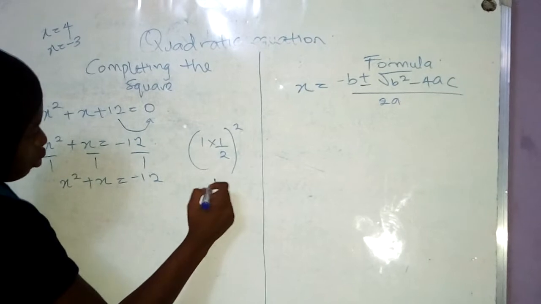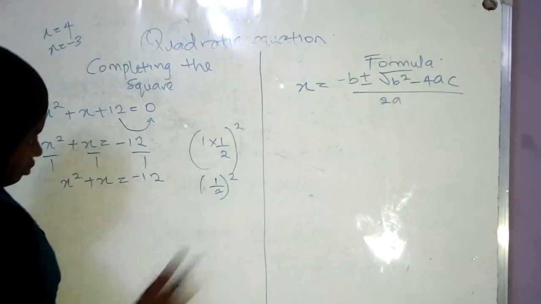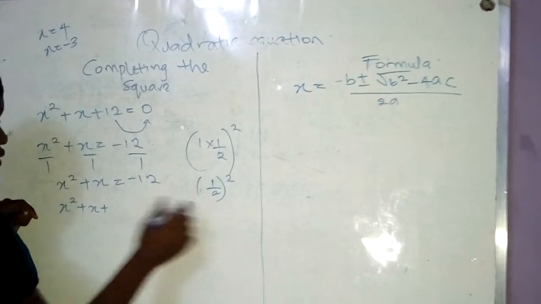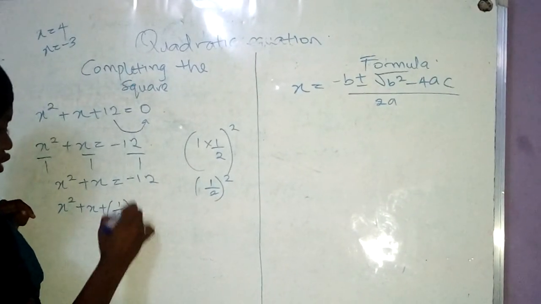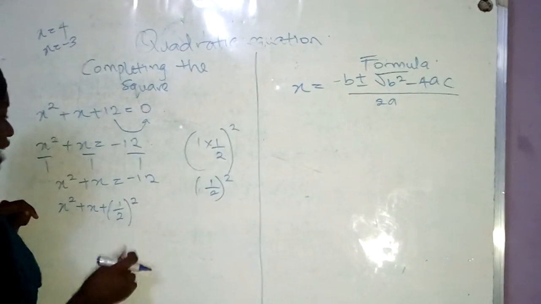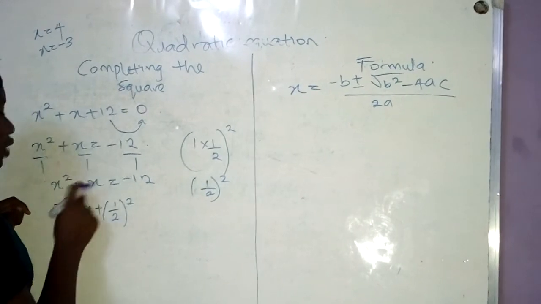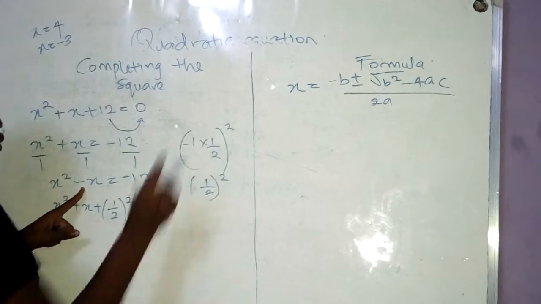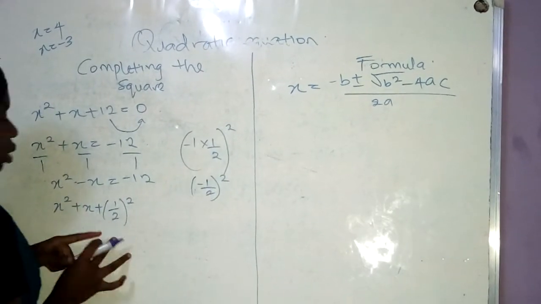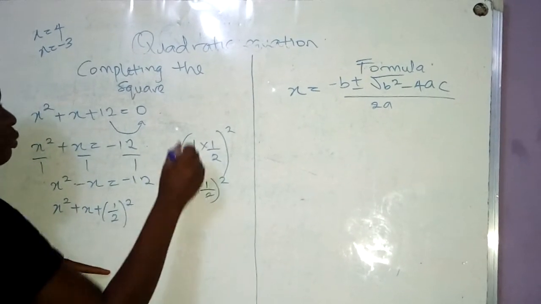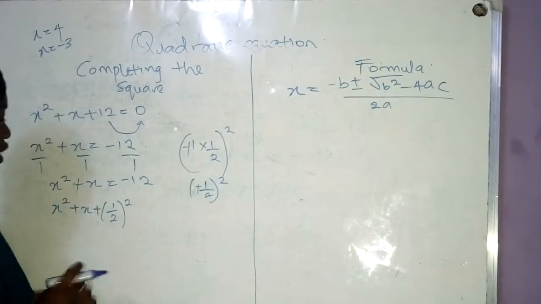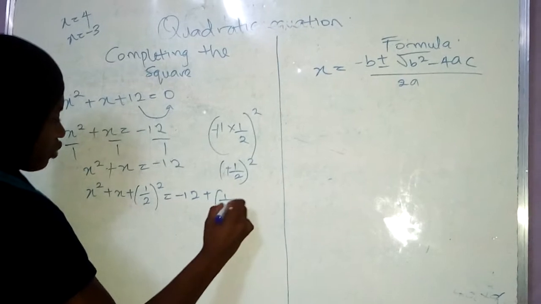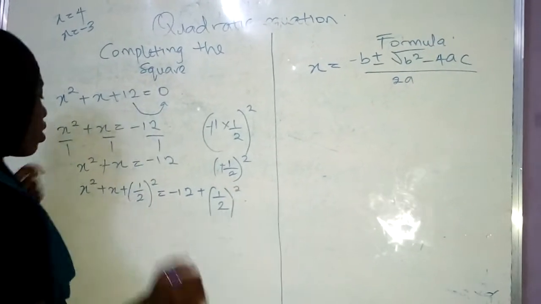So this one is going to be 1 over 2 square. I added it to both sides. As it was minus x, don't forget, this is very important. As it was minus x, it is going to be minus 1 over 2, but since it is plus x, it's going to be plus 1 over 2. Please don't forget, very important. Minus 12 plus 1 over 2 square, all square.